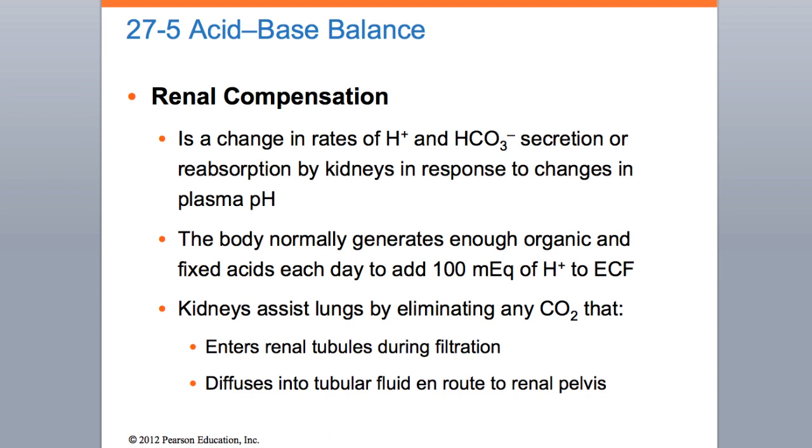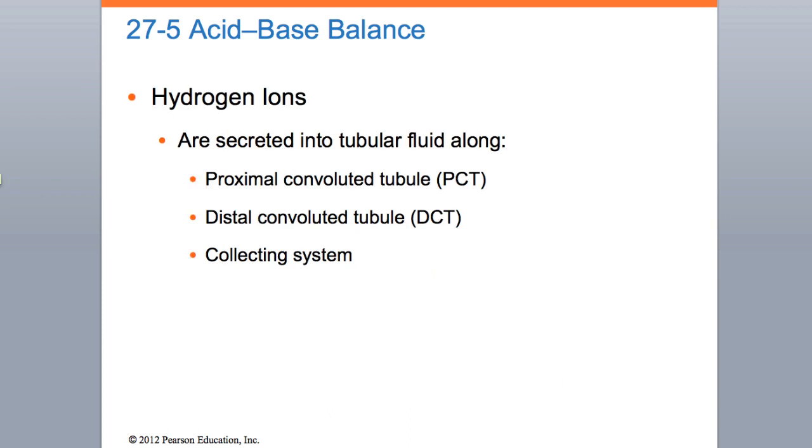Next, we have renal compensation. And I've already mentioned that to you. We can either secrete or reabsorb between the blood and the filtrate. Now, this we've already learned, especially the DCT and collecting system. Those two play a role in the secretion of hydrogen ions so that we can get rid of the hydrogen ions between the blood and the filtrate.